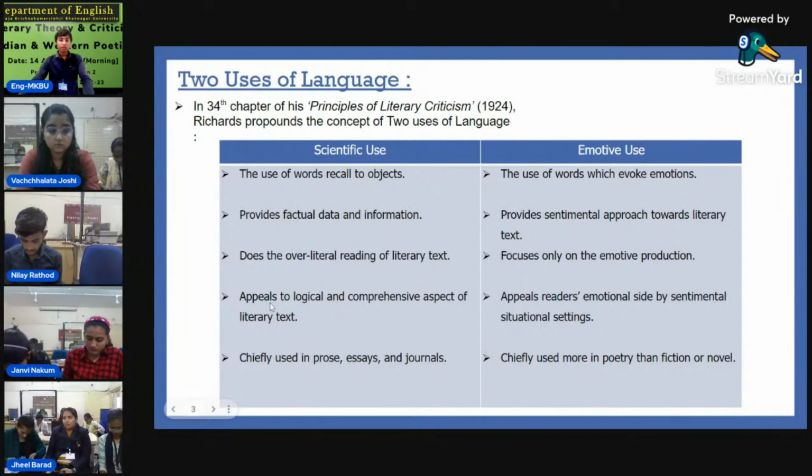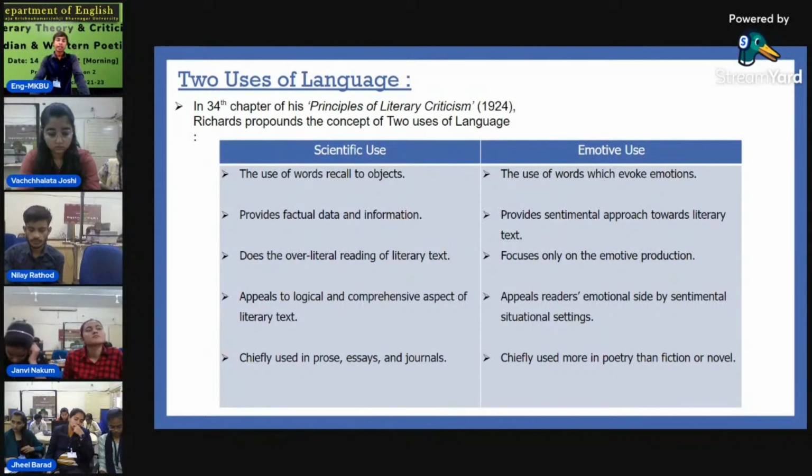Now here scientific use appeals to the logical and comprehensive aspect of the literary text. So here logic is predominant, and emotive use appeals to the reader's emotional side by sentimental situational settings. So what is this sentimental situational setting? A poet or an author will write in a way that provides a set of these sentimental situations. He will put these sentimental situations by emotive use of language to arouse emotions in the psyche of readers.